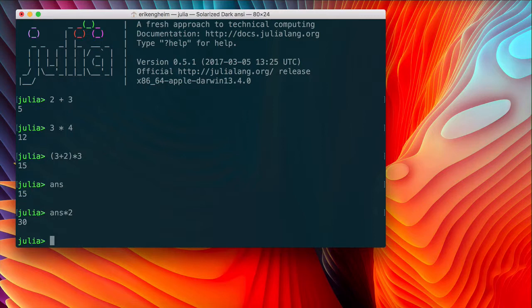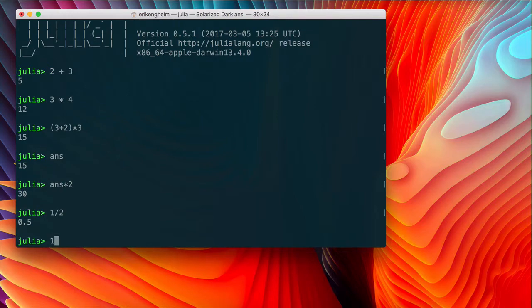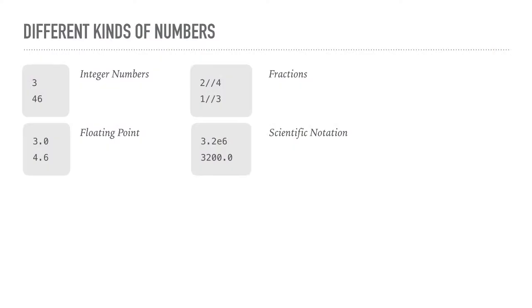Let's do some more operations. We can divide. Now this gives us a decimal number, 0.5. Or actually Julia doesn't really have decimal numbers, it has floating point numbers. We don't need to know the exact difference between floating point numbers and decimal numbers at this point.